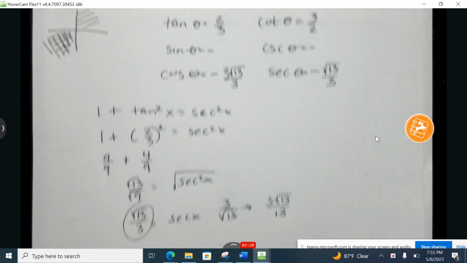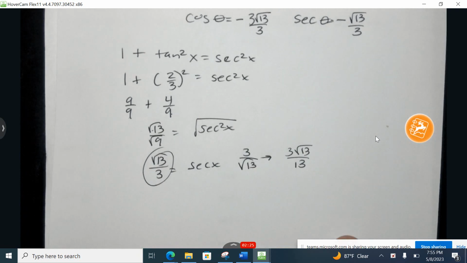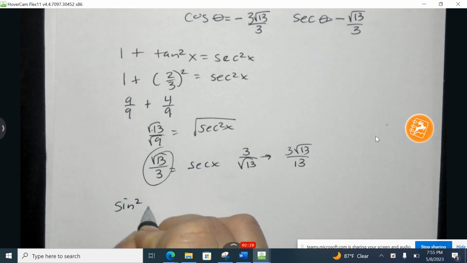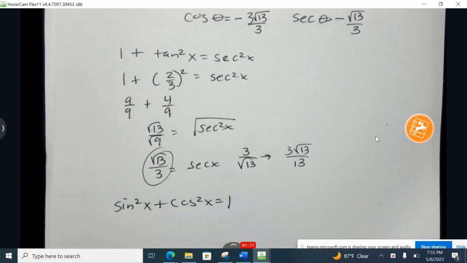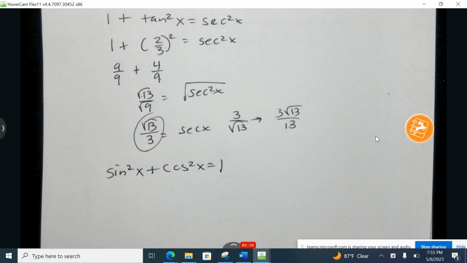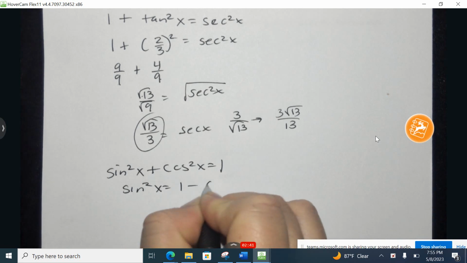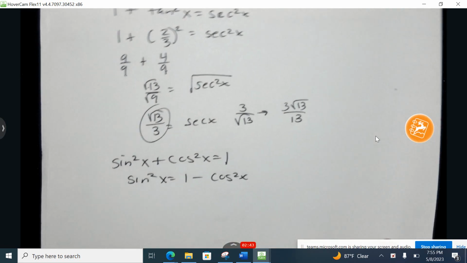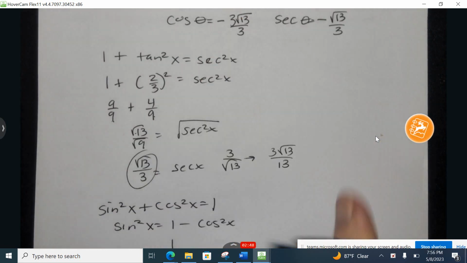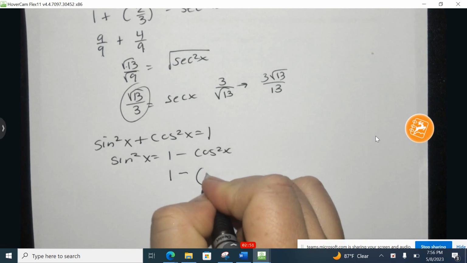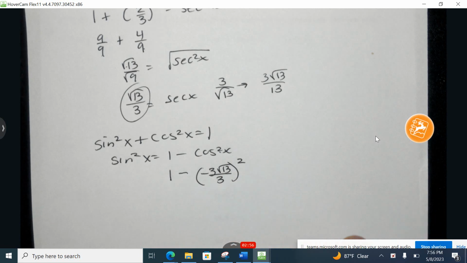All right, so looking up above, I'm asking which one contains a sine? And the only identity that contains a sine is sine squared plus cosine squared equals 1. Now I want to get the sine by itself. So right away I'm going to move the cosine to the opposite side, and when it moves over, it's going to be subtracted. Now what do I know? I know that the cosine is this ugly number. So it is negative 3 radical 13 over 13, and then I have to square it.